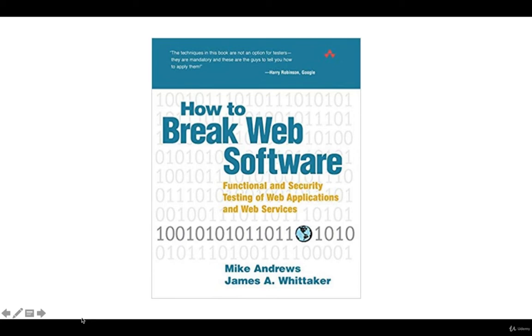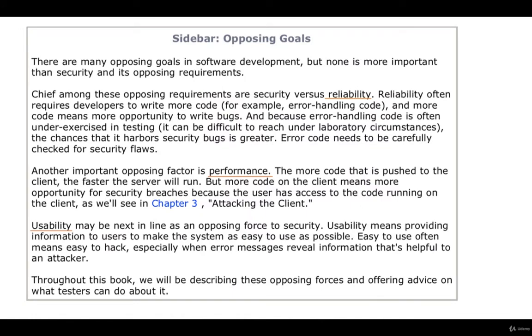Hey again. In this video I want to discuss three opposing goals that are discussed in the book How to Break Web Software, written by Mike and James. The three opposing goals are reliability, performance, and usability. So let's get started and talk in detail about each one.